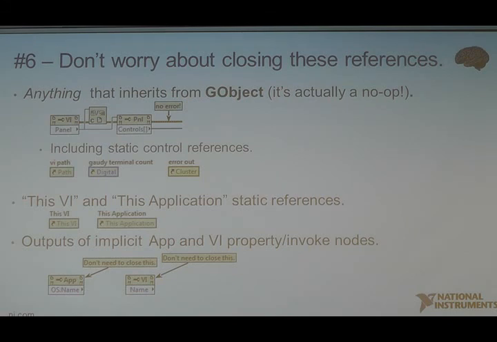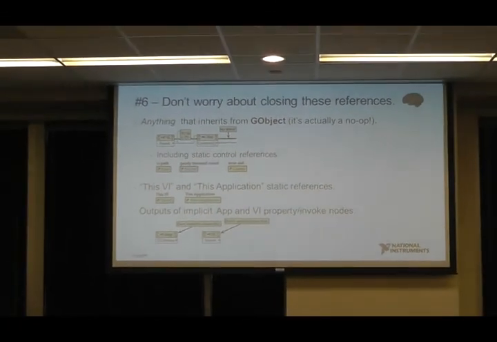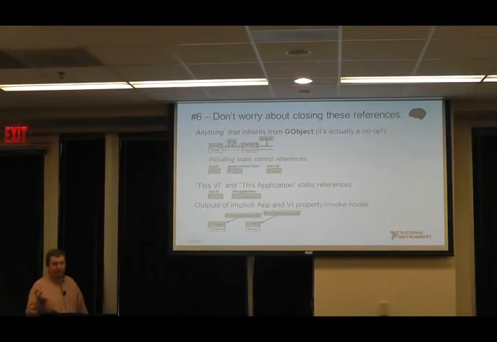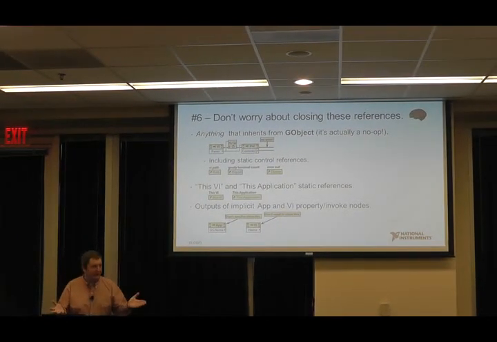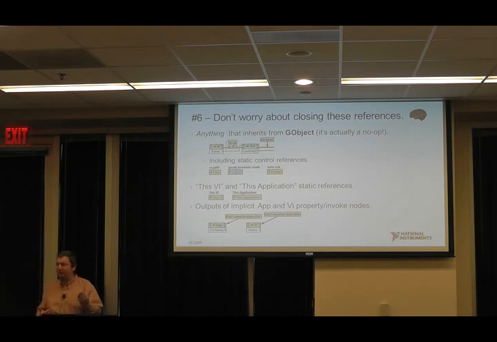Hopefully you guys know this, but I have seen people close control references when they're done. Completely worthless. You're wasting your time. If you use the This VI and This Application static references, you don't have to close those. Anytime you use an implicit property node that isn't wired to the app or the VI, hopefully everybody knows you can do that. It's actually a pretty handy technique to get a reference to this app or this VI. You don't have to close those when you're done.